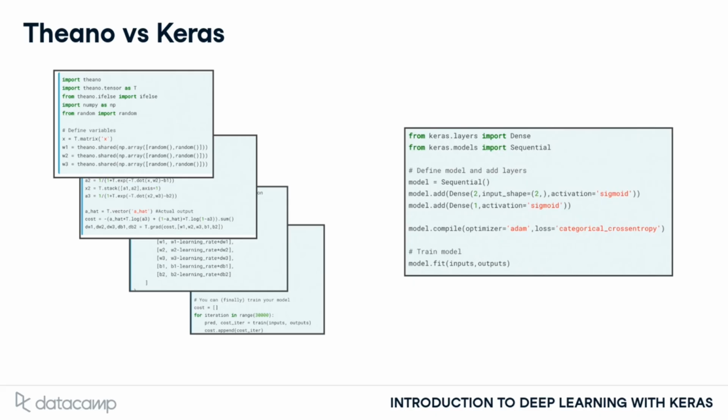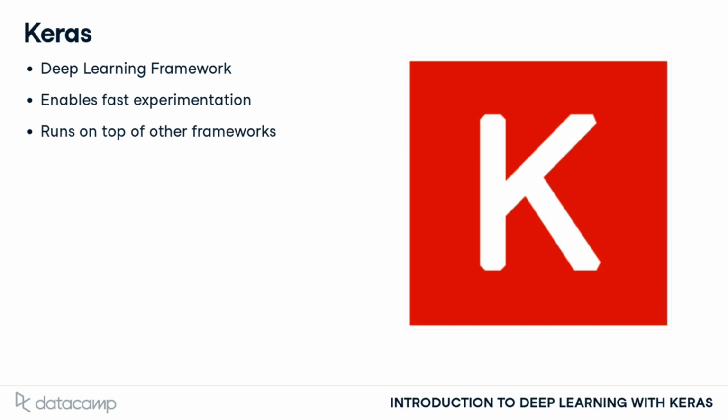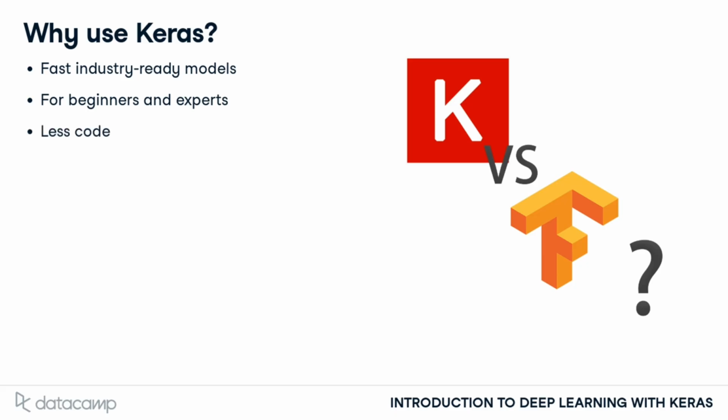Much quicker, right? Keras is an open source deep learning library that enables fast experimentation with neural networks. It runs on top of other frameworks like TensorFlow, Theano, or CNTK, and it was created by French AI researcher François Chollet. So why use Keras instead of other low-level libraries like TensorFlow? Well, with Keras, you can build industry-ready models in no time, with much less code than Theano, as we saw before, and a higher abstraction than that offered by TensorFlow. This allows for quickly and easily checking if a neural network will get your problem solved.